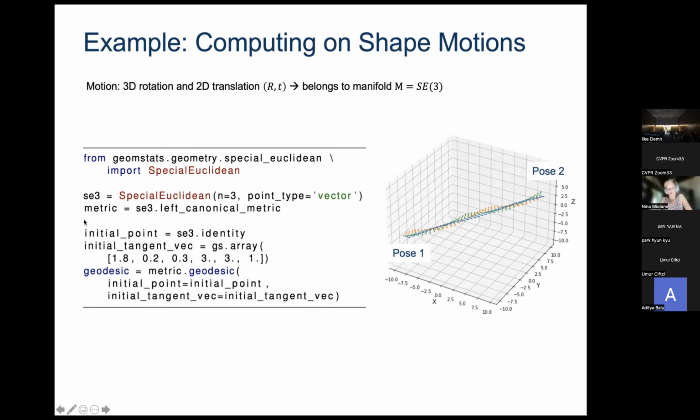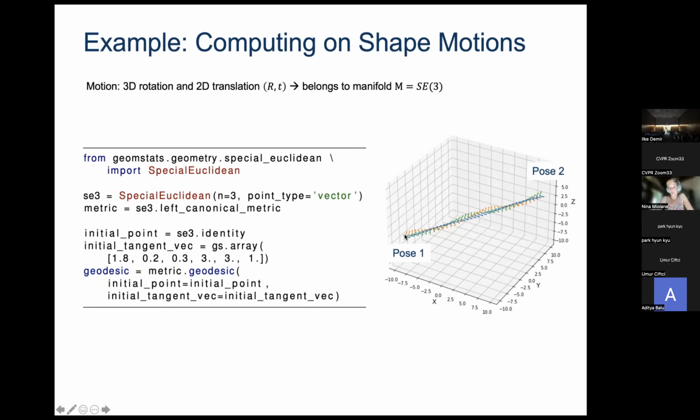We extract what's called a metric. It's a Riemannian metric that allows us to perform the computations. And then we call metric.geodesic. Again, we do not need to know how the geodesic is implemented. We just need to know that the geodesic is the generalization of a straight line. And therefore, we can compute the geodesic that starts with an initial point, rotation 1, translation 1, and has an initial tangent vector. And on the right, you have an illustration of this geodesic.